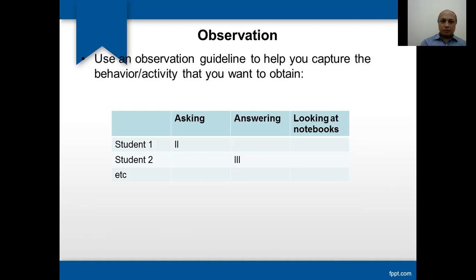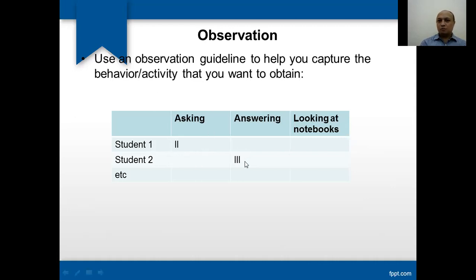So for example, you have here student one. The moment that student raises his or her hand, you put a tally on your paper. That means that particular student demonstrates asking one time, and then the next time he or she raises his or her hand to ask questions, you put a tally again. That's the second time.